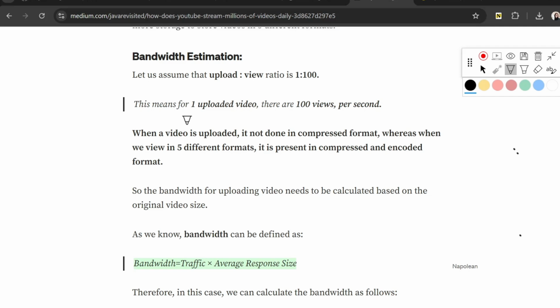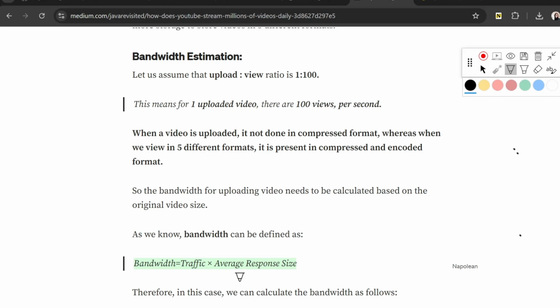But when I'm uploading a video, I'm uploading the entire original video. Later on, on the server side, it gets compressed. But when I'm uploading it, it is my raw video of 600 MB. So the server should be able to handle 600 MB of video per user, let's say per second, right? There are so many users coming in. So how am I going to calculate the bandwidth?